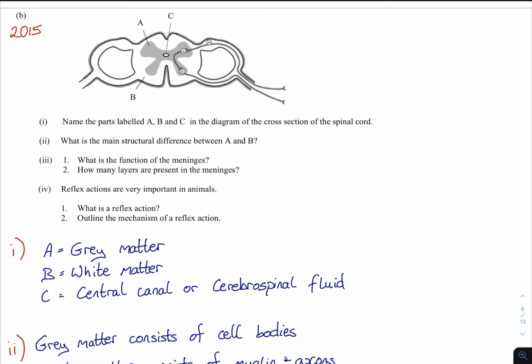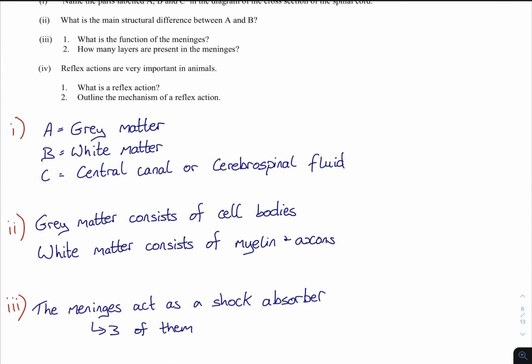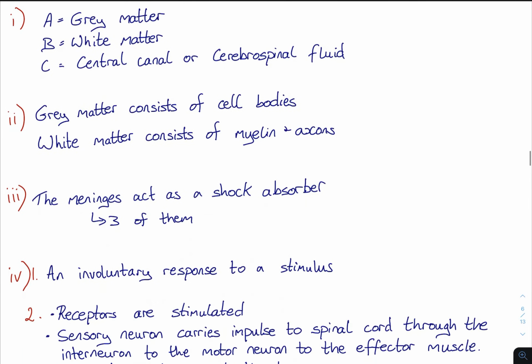What is the main structural difference between A and B? So what's the difference between grey and white matter? As I said before, guys, you just need to learn this off. Grey matter, cell bodies. White matter, myelin, axons. What is the function of the meninges and how many layers are present in the meninges? So the function is protection. It's a shock absorber. So your meninges there are a shock absorber and they go around all of this. So shock absorber, and you have 3 of them in total. There's like 3 different membranes.